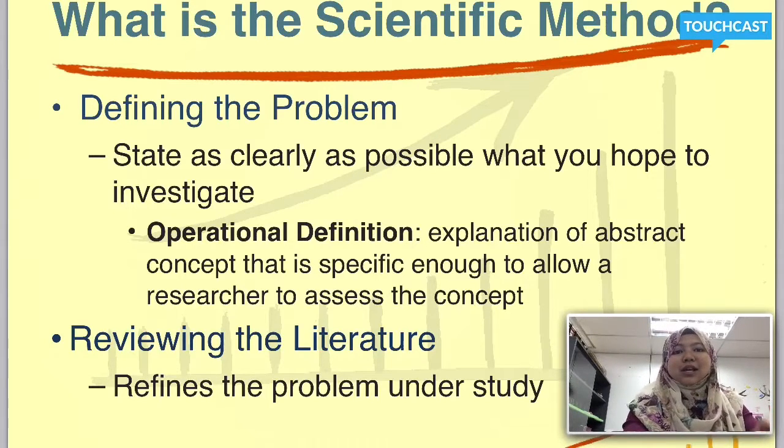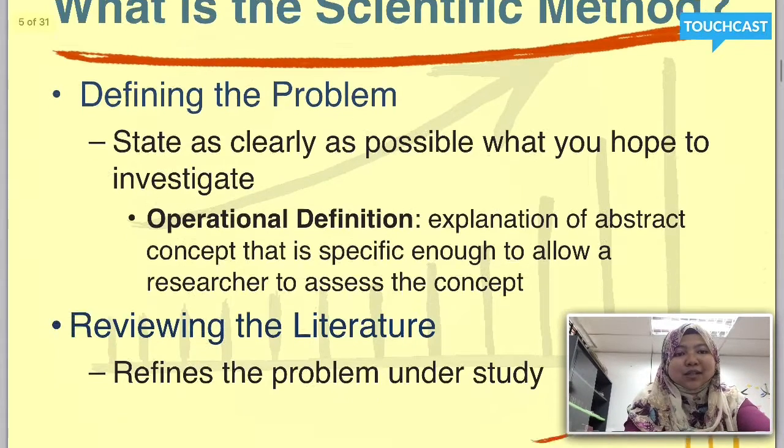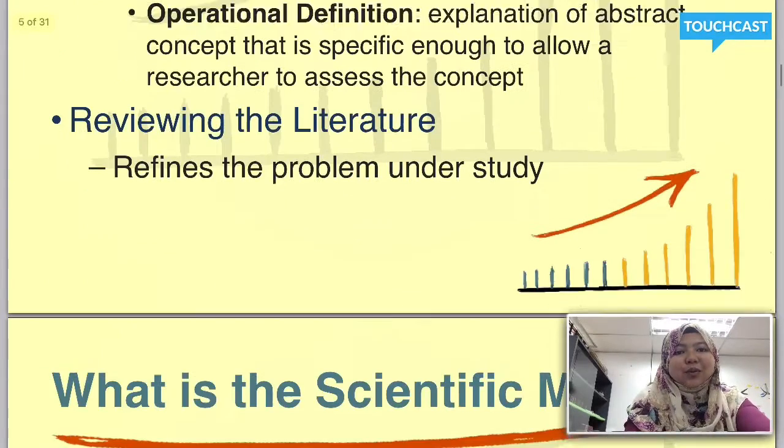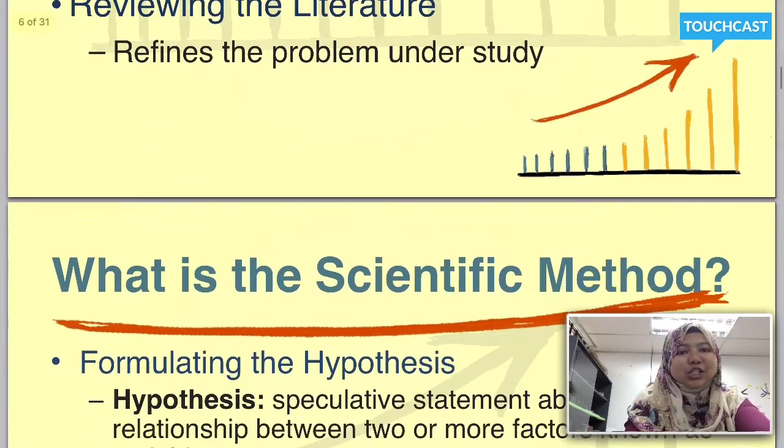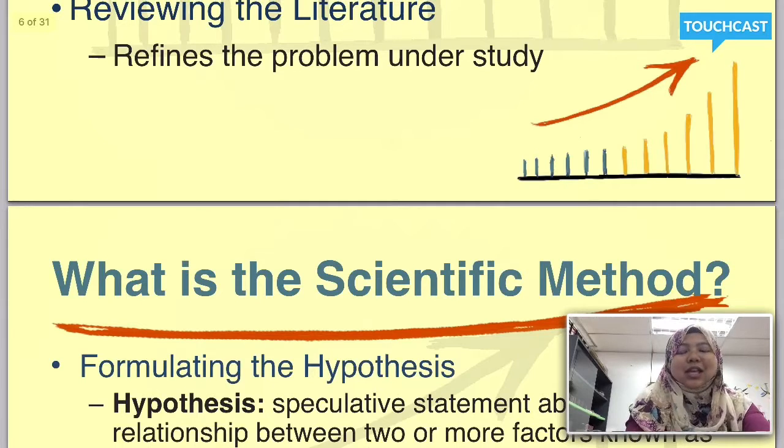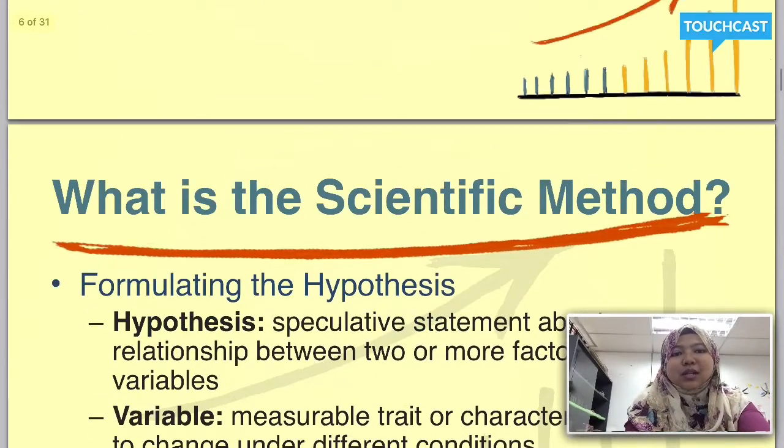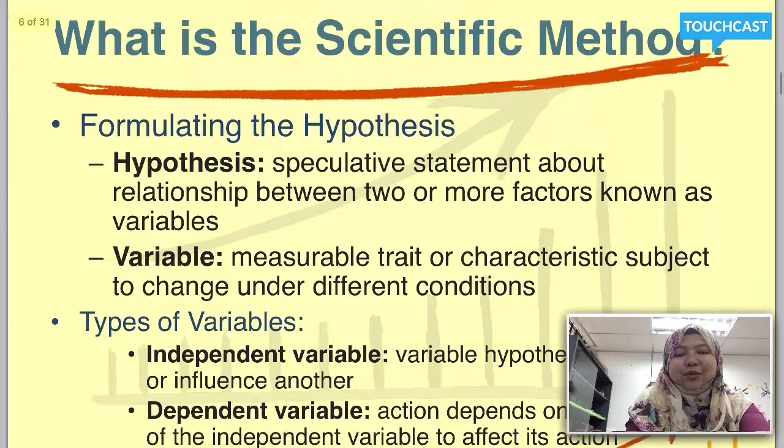So this is a criteria that you need to have to discuss what is the definition of Mat Rempit. Okay, so moving on to the literature review. So why do we need the literature review? Because it will give you more information about the issue or the problem that you want to study. So next, moving on to formulating the hypothesis.